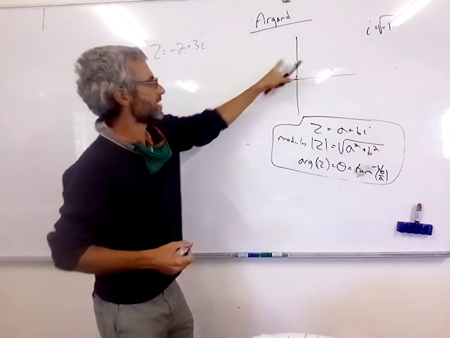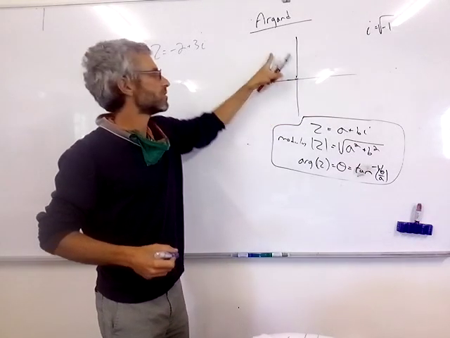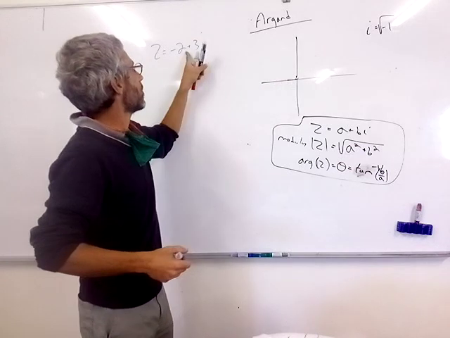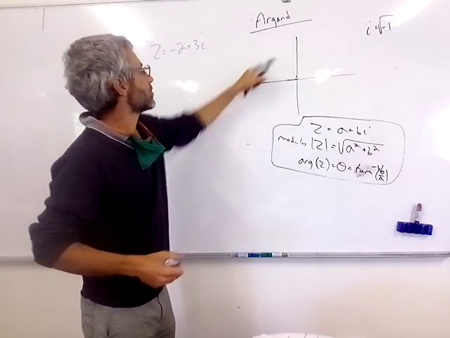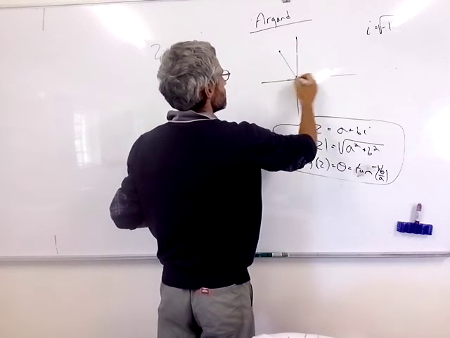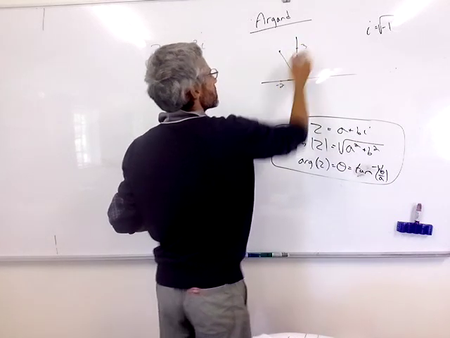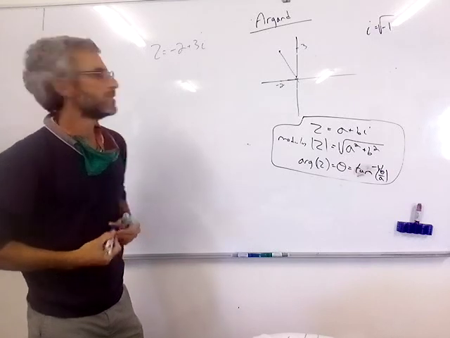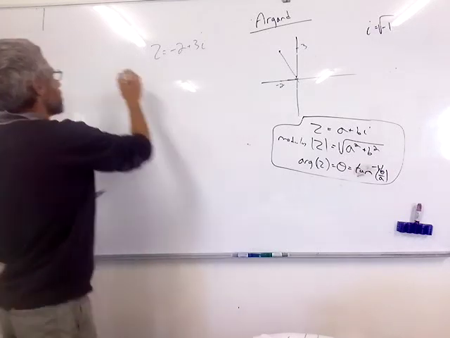That's first, second, third, fourth. Okay, the real part is negative, the imaginary is still positive, so it's going to be somewhere like this. So that's minus 2 and that's 3. Okay? So the easy part is to do the modulus.